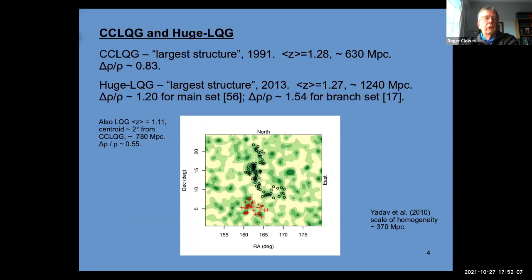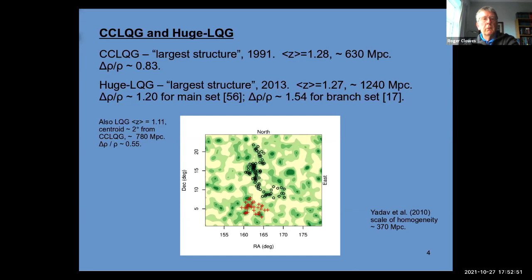So this picture shows the Clowes-Campusano Large Quasar Group and the Huge Large Quasar Group. In 1991, the CC LQG was the largest structure, or the largest feature, known in the universe. And then in 2013, the Huge LQG was the largest structure or feature known in the universe. And the interesting thing is that these two largest structures in the universe are adjacent to each other on the sky. And not only that, they're at the same mean redshift.